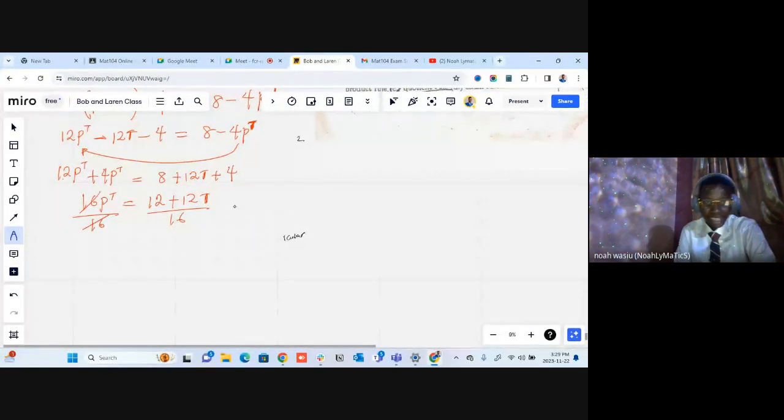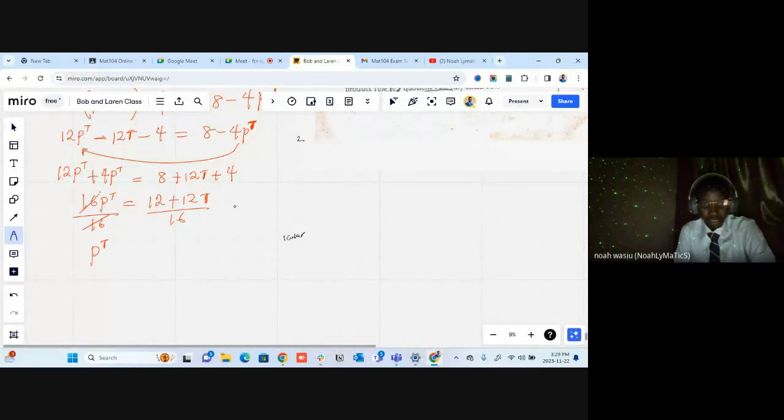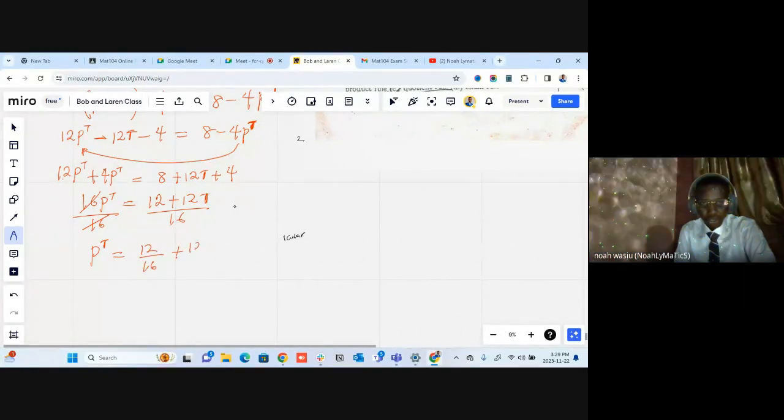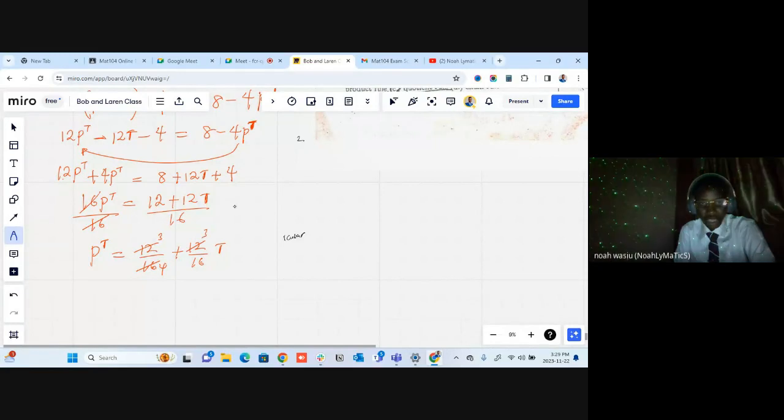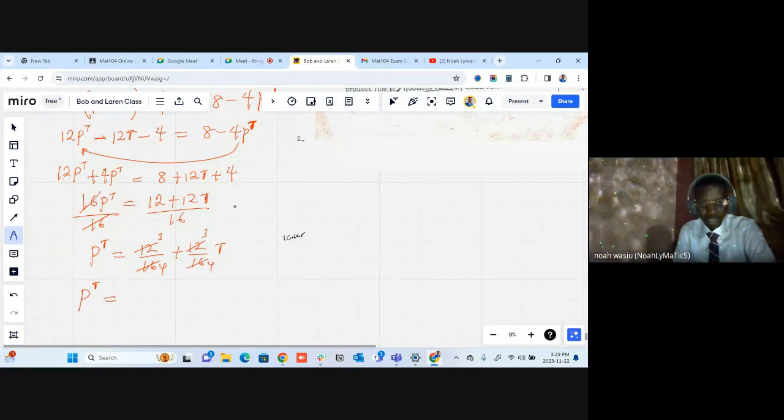So the price of the excise tax that I'm looking for, that is the P of t, is now equal to 12 over 16 plus 12 over 16t. I think 4 can go into 12 then: 4 here 3, 4 here 4, 4 here 3, 4 here 4. So the price of the excise tax that I'm looking for is now 3 over 4 plus 3 over 4t. This is my final answer.